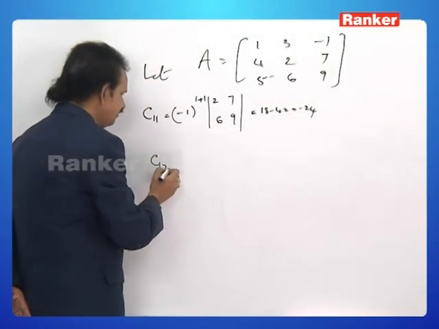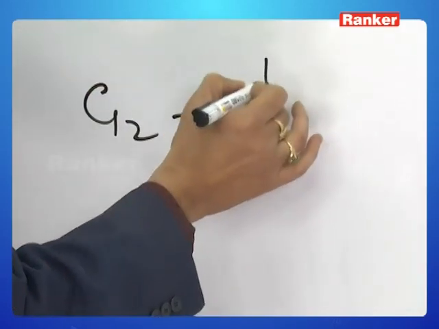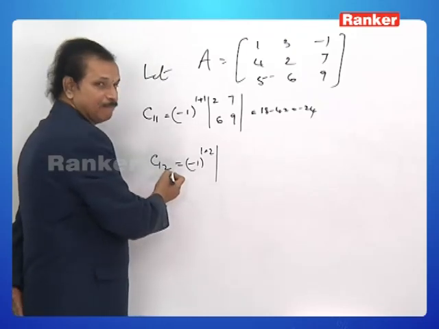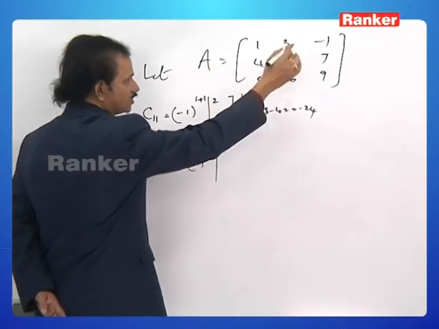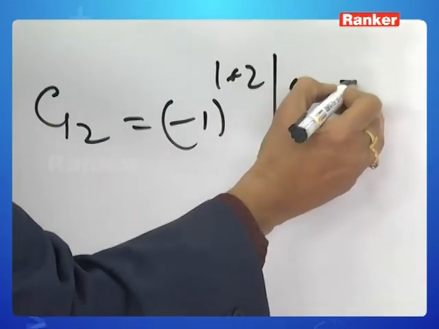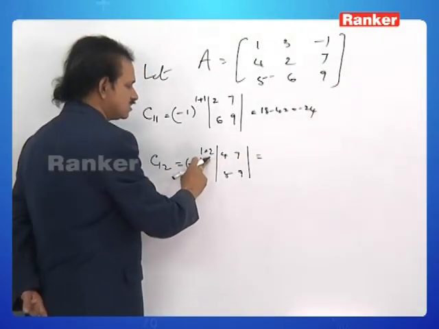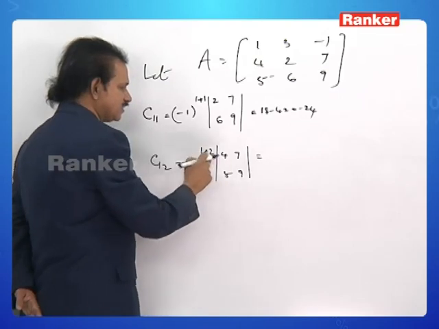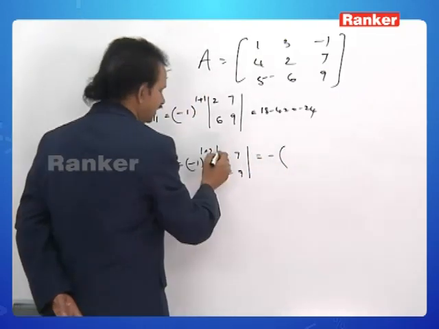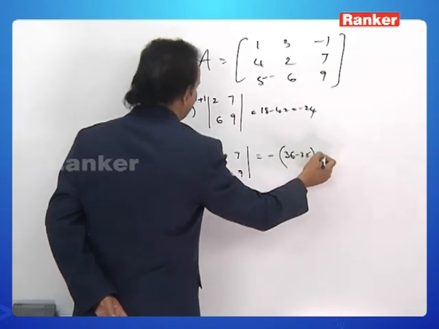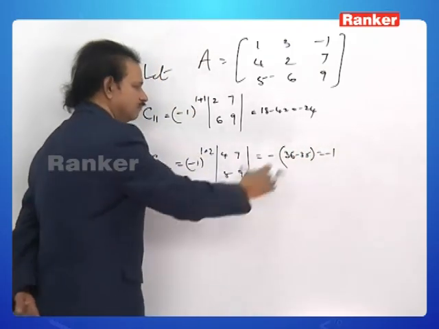Just like that, C12 is minus 1 whole power 1 plus 2 into the minor of first row, second column. Delete them. 4, 7, 5, 9. What is it? 1 plus 2 is 3. Minus 1 whole cube is minus 1, so minus of 36 minus 35. What is it? Minus 1.